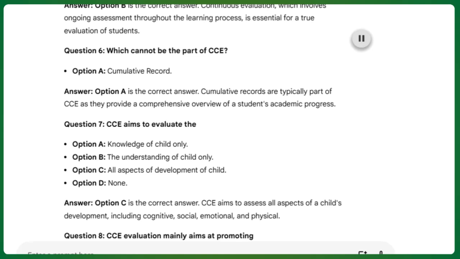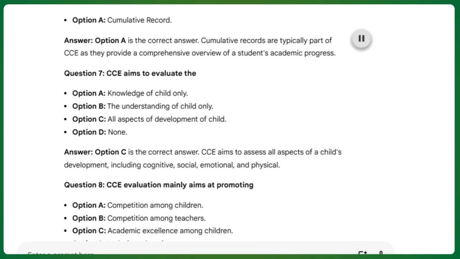Question 7. CCE aims to evaluate the: Option A. Knowledge of child only. Option B. The understanding of child only. Option C. All aspects of development of child. Option D. None. Answer. Option C is the correct answer. CCE aims to assess all aspects of a child's development, including cognitive, social, emotional, and physical.